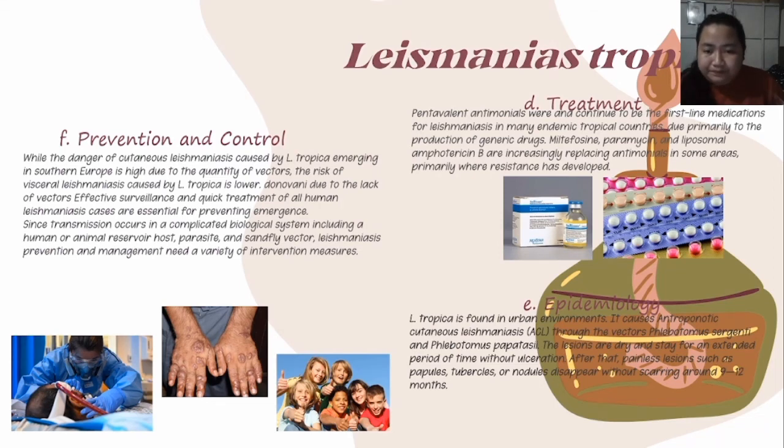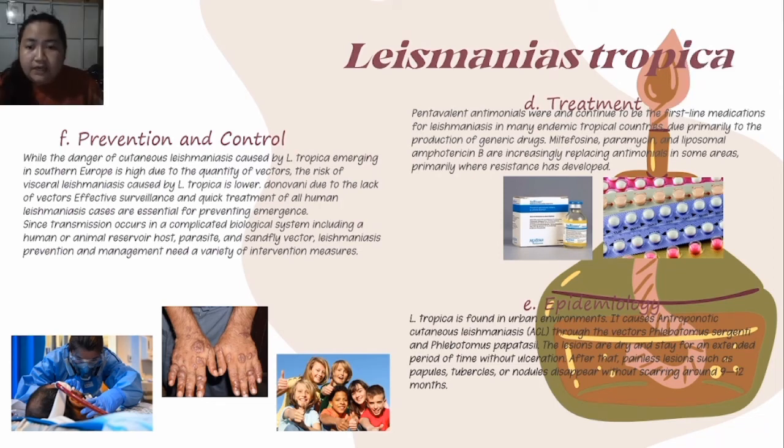Its epidemiology. L. tropica is found in urban environments. It causes anthroponotic cutaneous leishmaniasis, or ACL, through the vectors Phlebotomus sergenti and Phlebotomus papatasi. The lesions are dry and stay for an extended period of time without ulceration. After that, painless lesions such as papules, tubercles, or nodules disappear without scarring around 9 to 12 months.